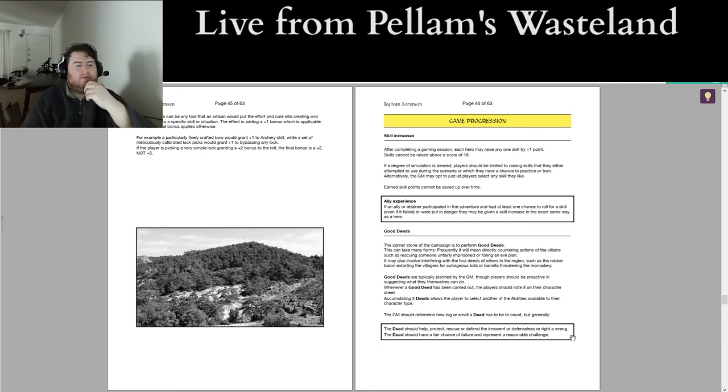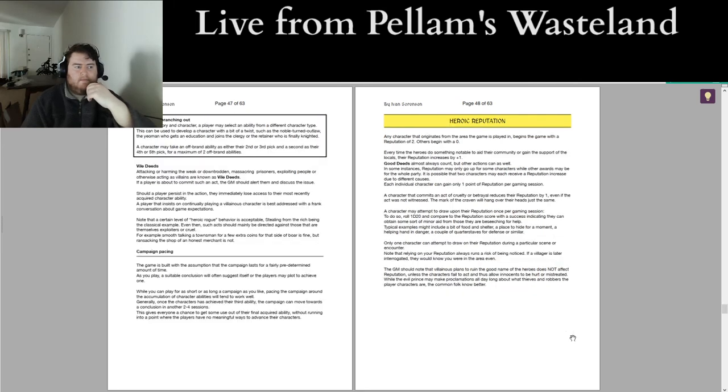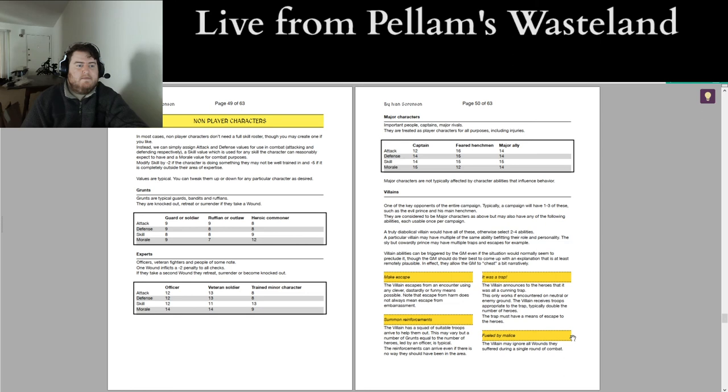Game progression, skill increases, good deeds. This is how the game progresses: you can increase your skill after every session, and good deeds are basically how you get more chances to get abilities and that sort of stuff. And then there's reputation. Reputation is just a modifier on your skills when you're doing something that your reputation would help with. So if you're a Robin Hood type character and you go to a village and ask them for help, because you're Robin Hood, they're more likely to give you help than otherwise, that sort of thing.